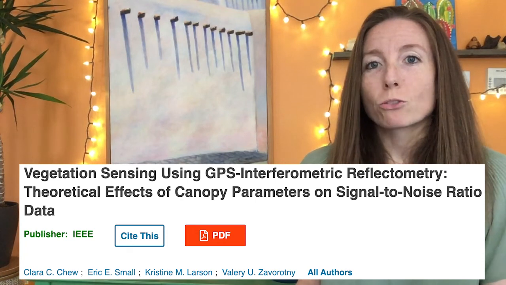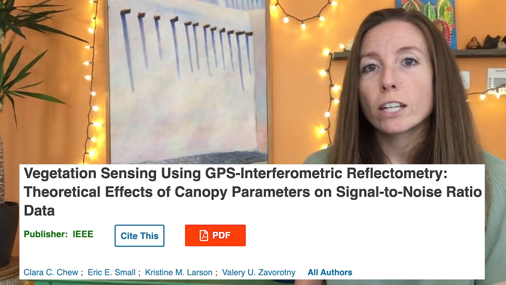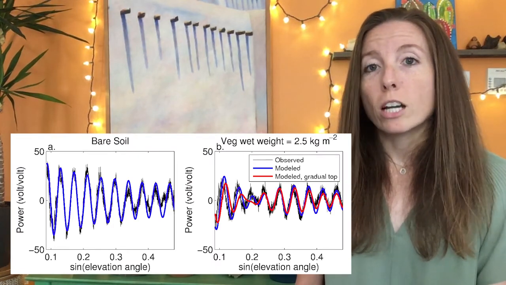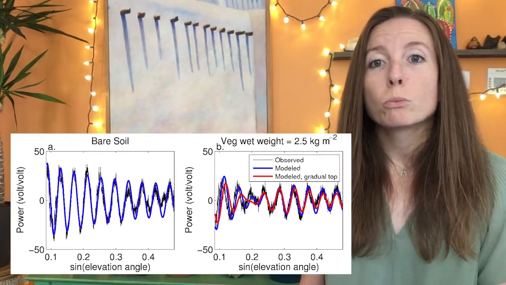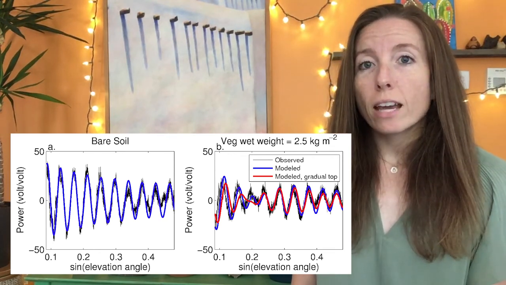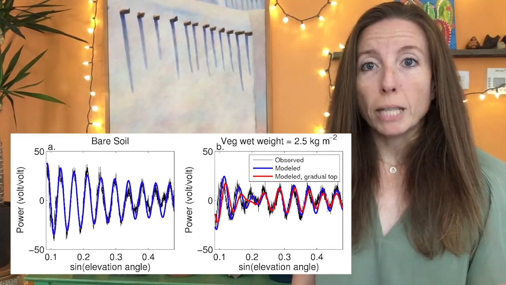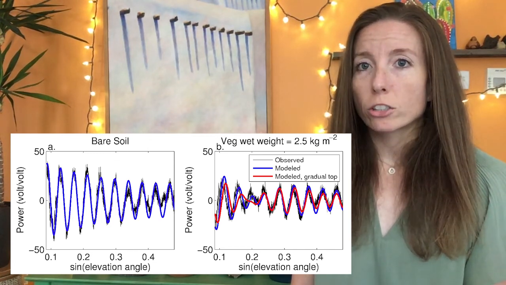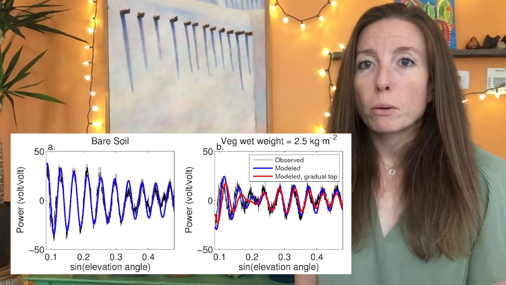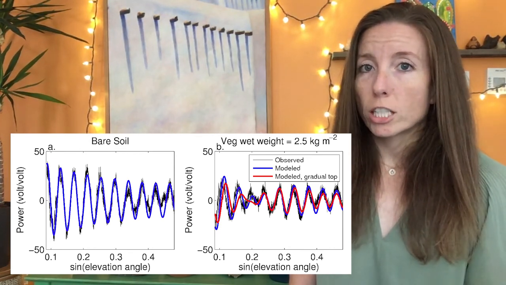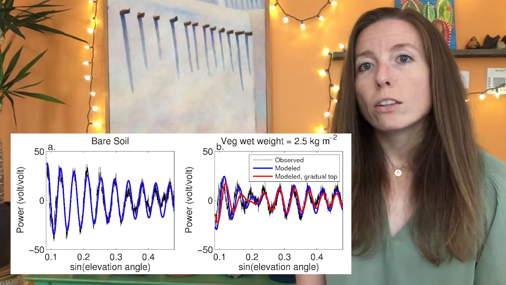What we did was run a variety of simulations for various soil moisture and vegetation parameters, and first we looked at whether or not our simulations were able to match what we were actually observing in the field. And this is what we found. On the left, we have an observed SNR interferogram in black from a field site where we were monitoring both the soil moisture and the vegetation growth near the antenna. The blue line is what we modeled given the observed soil moisture value during a time when there was no vegetation on the ground. And we see that overall they match pretty well.